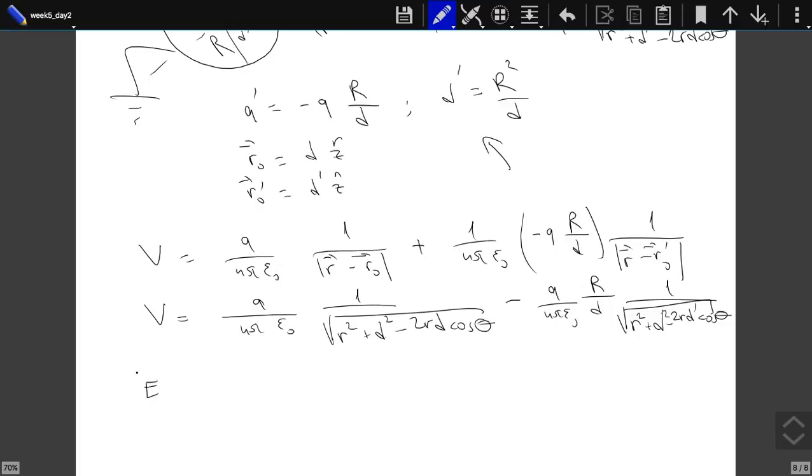Now the electric field is minus the gradient of V, of my potential. And if you look up the expression for the gradient in spherical coordinates, this is equal to minus del V by del r in the radial direction, plus minus 1 over r del V by del theta in the theta hat direction. There is no phi component because V doesn't depend on the phi angle. The derivative with respect to phi is 0.